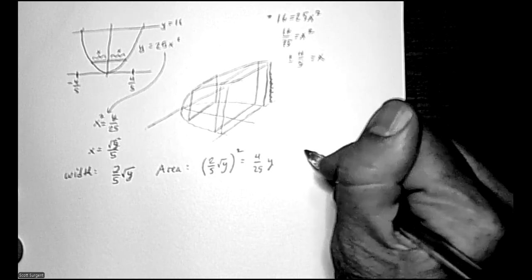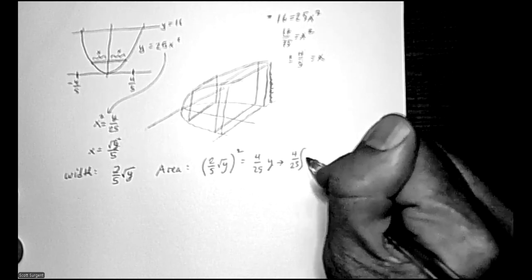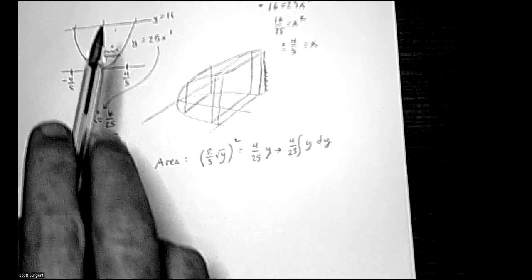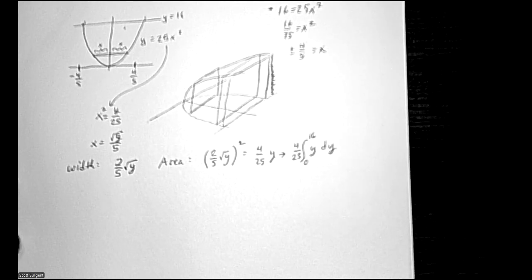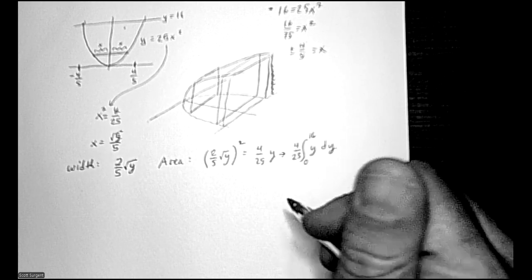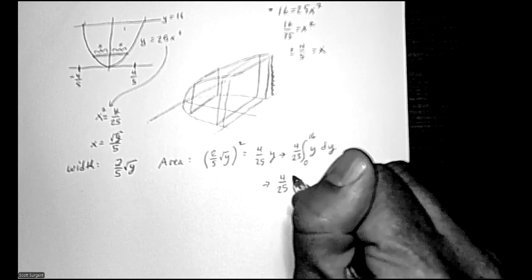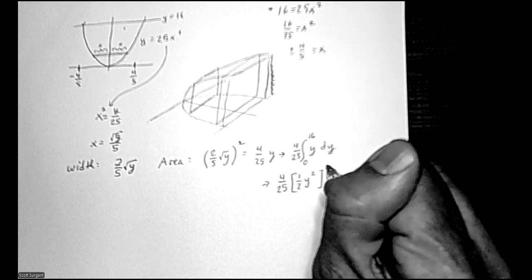Believe it or not, your integral is actually pretty easy. It's 4/25 y dy, and you're integrating from 0 to 16. And that's all you have to do, and then you just work it out. So obviously the setup is the big deal. You got to get it set up right. Otherwise, the math doesn't play nice.